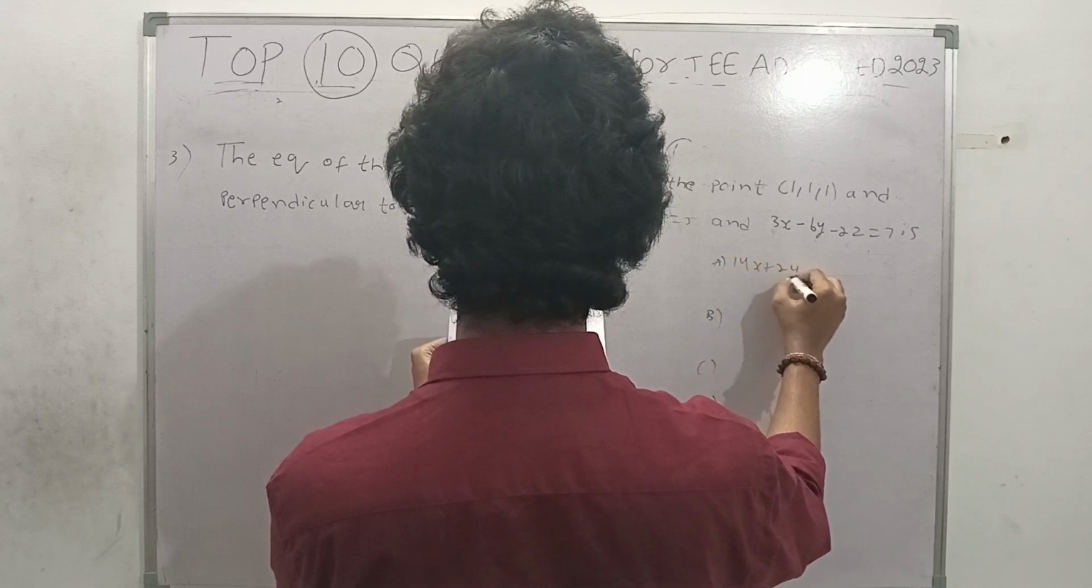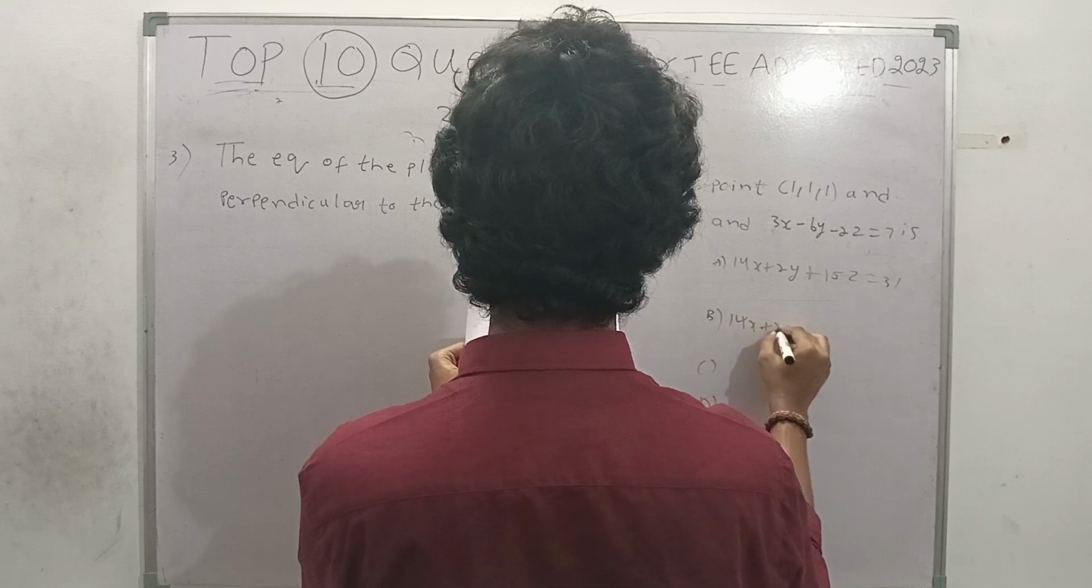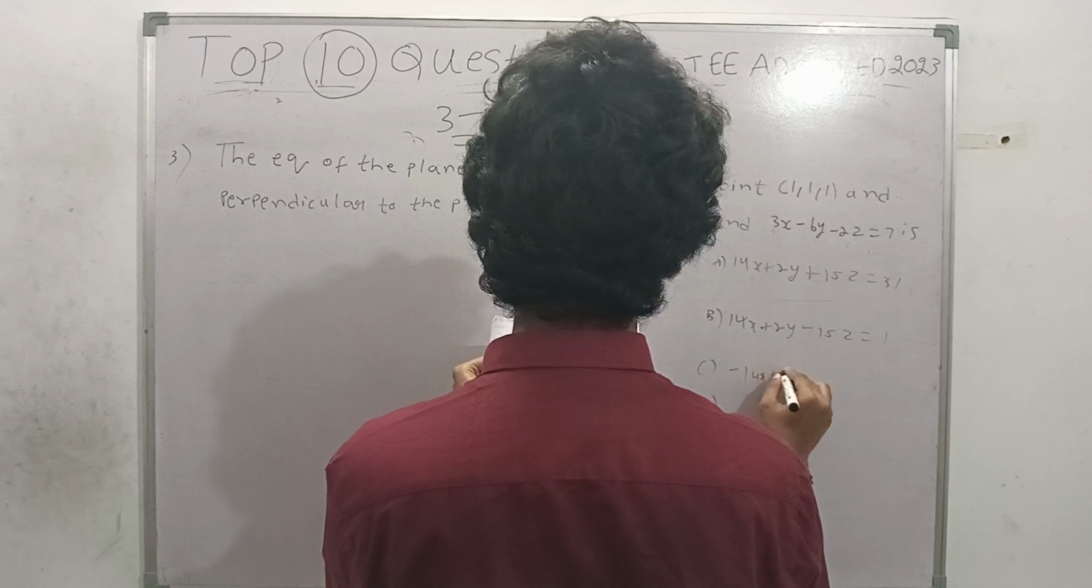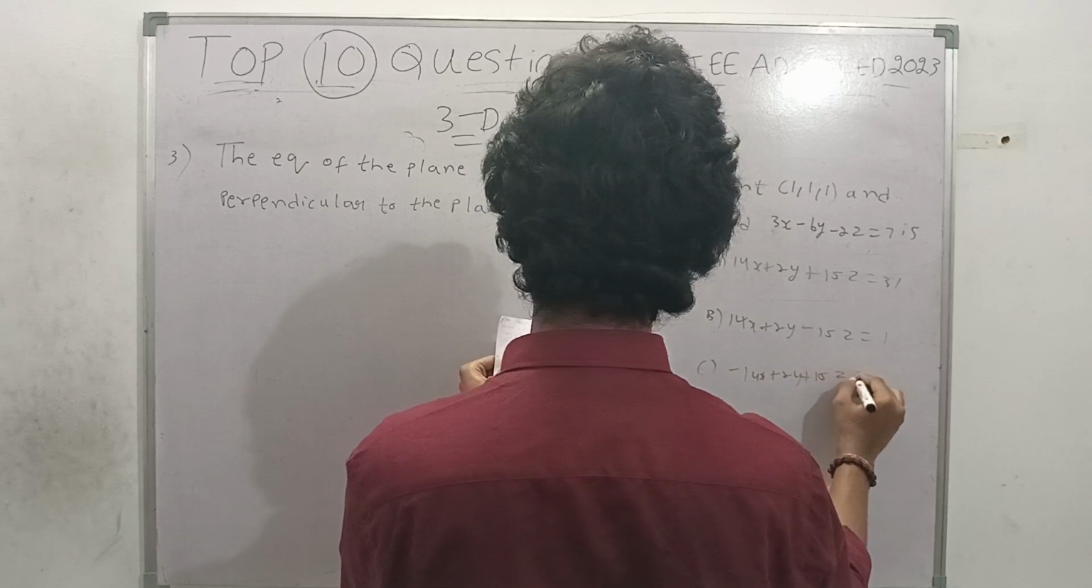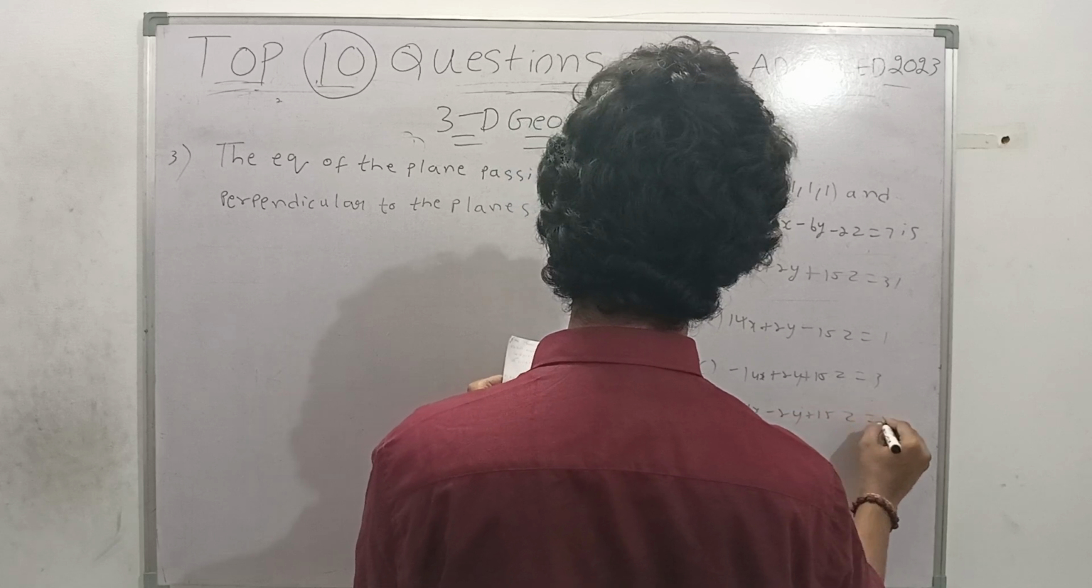14x plus 2y plus 15z equal to 31, 14x plus 2y minus 15z equal to 1, minus 14x plus 2y plus 15z equal to 3, 14x minus 2y plus 15z equal to 27.